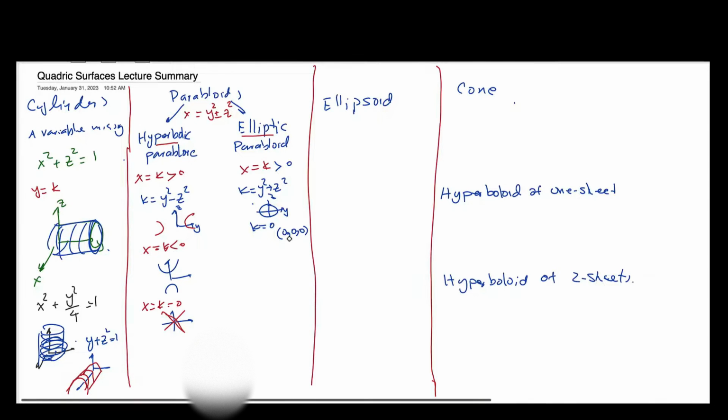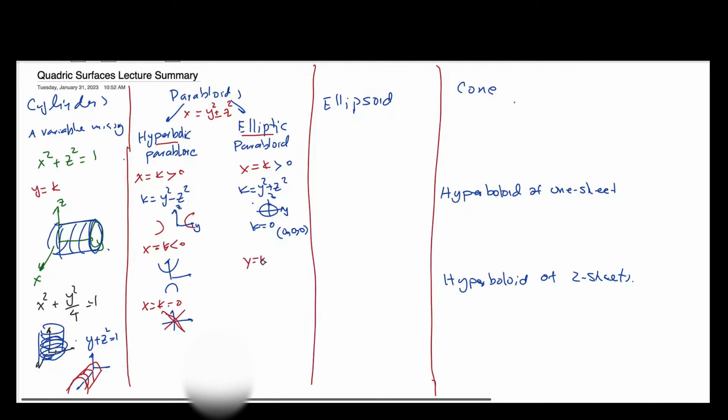And so the other thing that I'm going to get from here is that if I set y equal to a constant, I get a parabola.